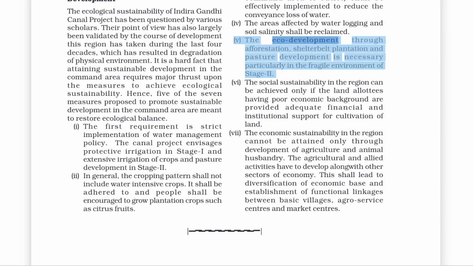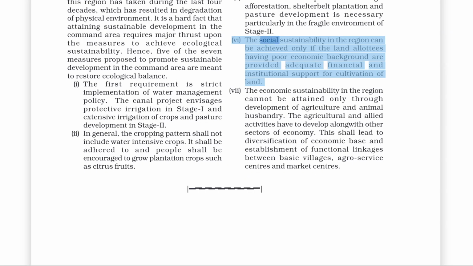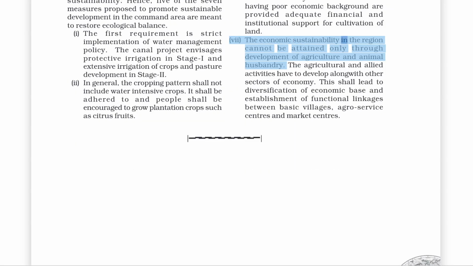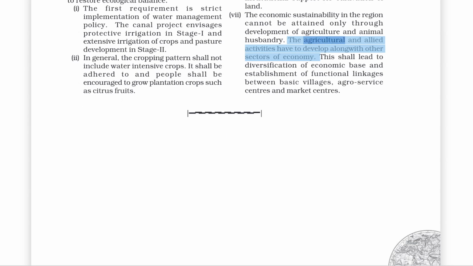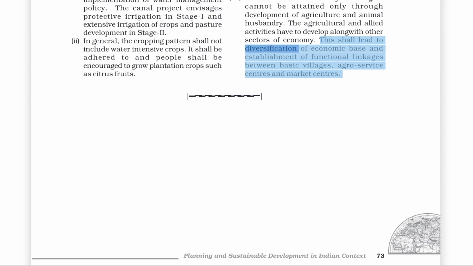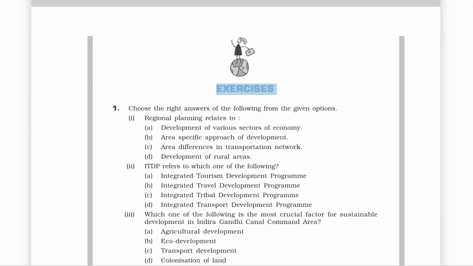5. The eco-development through afforestation, shelter belt plantation and pasture development is necessary, particularly in the fragile environment of Stage II. 6. The social sustainability in the region can be achieved only if the land owners having poor economic background are provided adequate financial and institutional support for cultivation of land. 7. The economic sustainability in the region cannot be attained only through development of agriculture and animal husbandry. The agricultural and allied activities have to develop along with other sectors of the economy. This shall lead to diversification of the economic base and establishment of functional linkages between basic villages, agro-service centers, and market centers. Exercises.